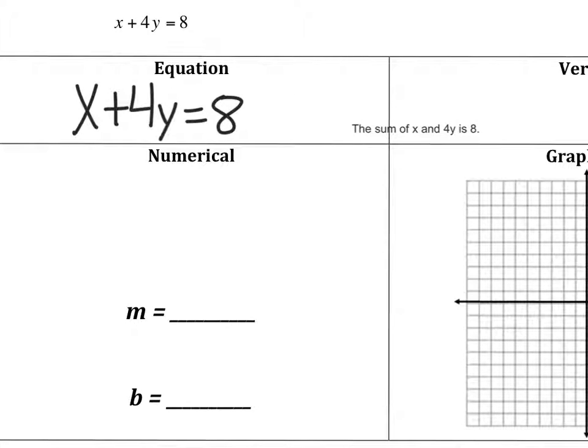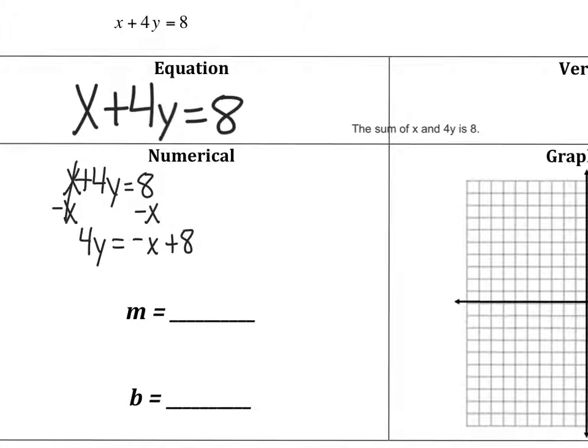First, let's just write the equation. We have x plus 4y equals 8. First thing I would do is subtract x. 8 minus x is just 8 minus x. I prefer for the x to go first, so I'm going to put negative x plus 8. The 8 was positive and the x was negative. Remember, there's an implied negative 1 in front of that x.